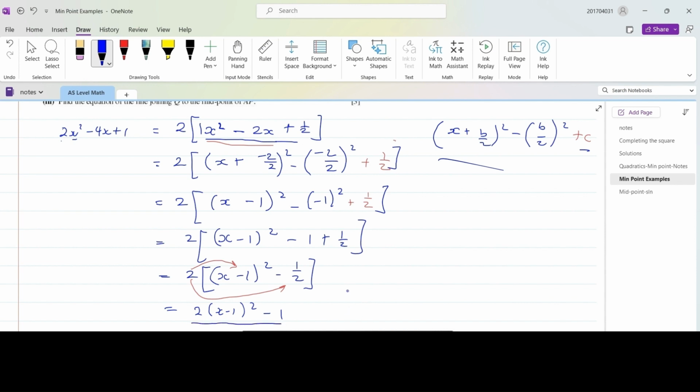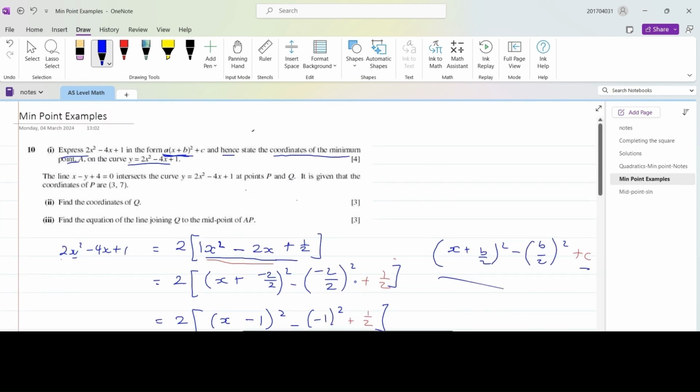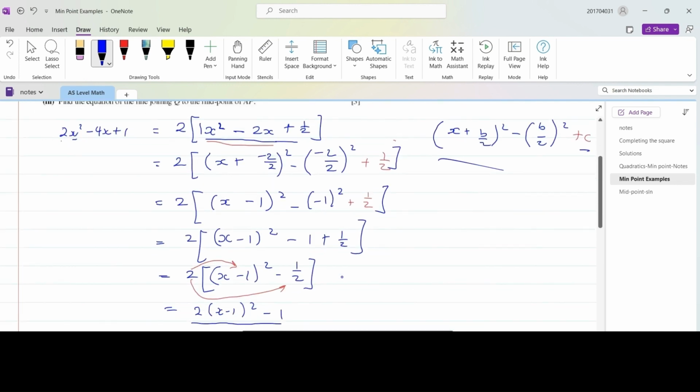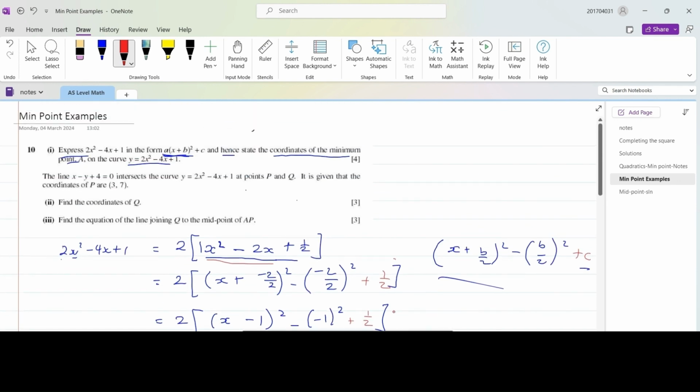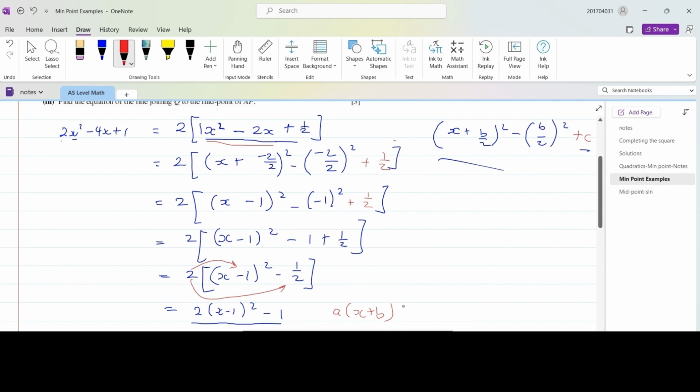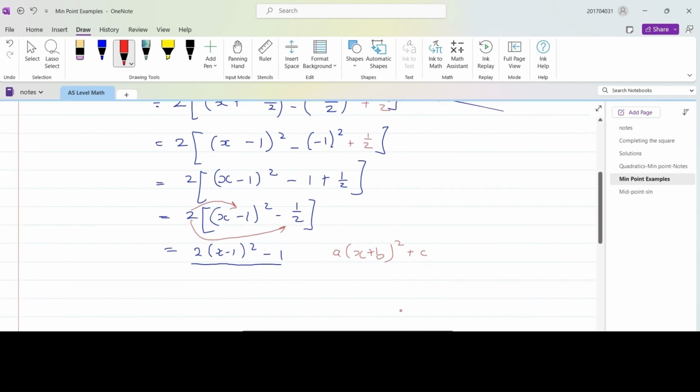This is now in the form that the question is asking for, which is a(x plus b) squared plus c. So that's the first part. Next we're going to do the second part.